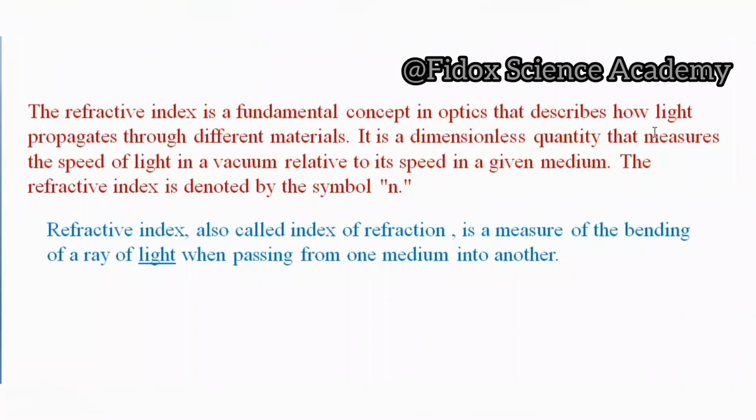So the refractive index is a fundamental concept in optics that describes how light propagates through different materials. It is a dimensionless quantity that measures the speed of light in vacuum relative to its speed in a given medium. The refractive index is denoted by the symbol N.